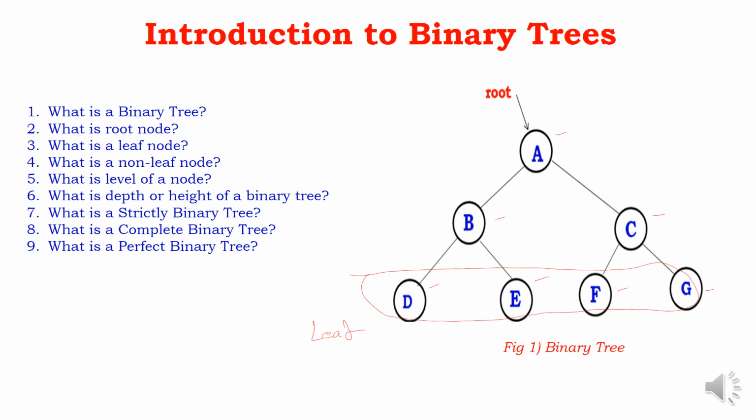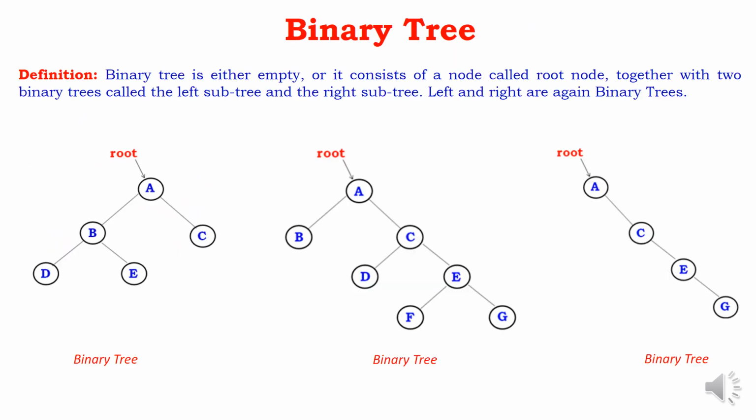And the nodes which have children are said to be non-leaf nodes. These are non-leaf nodes. A, B, C are non-leaf nodes, where A is the root node, A is the parent of B and C, or B and C are children of A. In the same fashion, B is the parent of D and E, and D and E are children of B. C is the parent of F and G, and F and G are children of C.